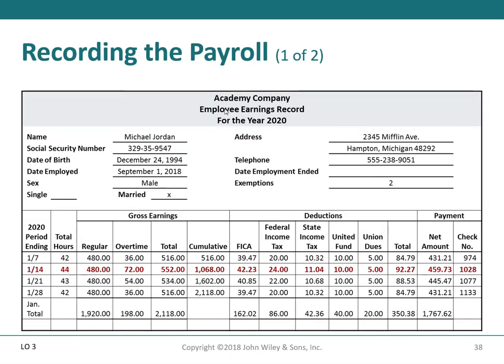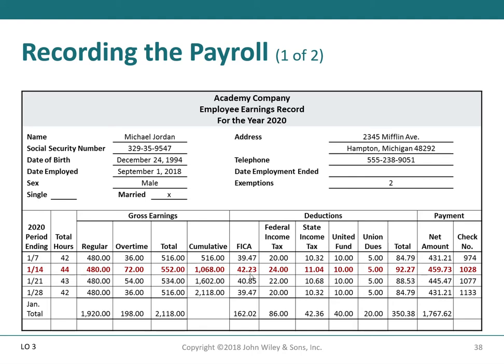This is what an employee earnings record looks like for the whole year. So here's this pay period. The employee worked 44 hours. They got 480 in regular pay, 72 in overtime, 552 total. Cumulative, this is what they've been paid year to date, because remember, we have to keep track of that in calculating our FICA. They got $516 in their first paycheck and $552 in the second, so that's $1,068.